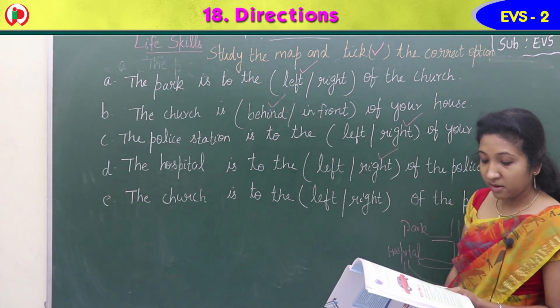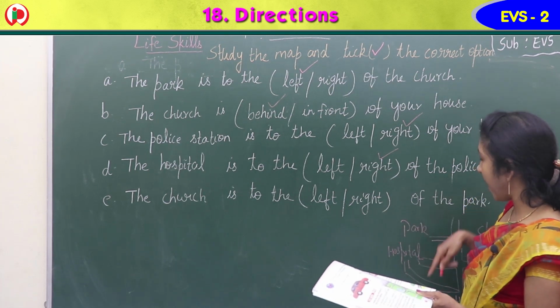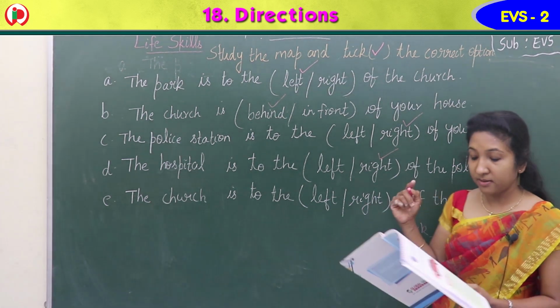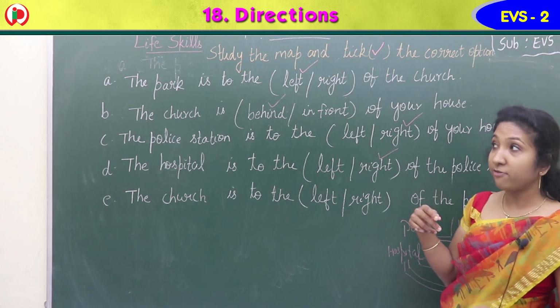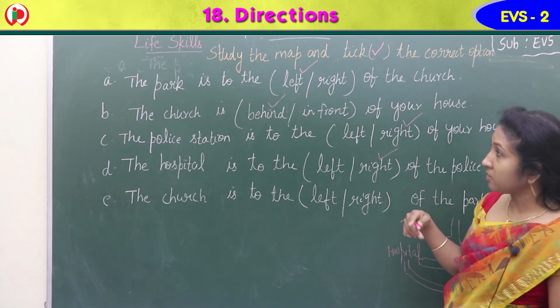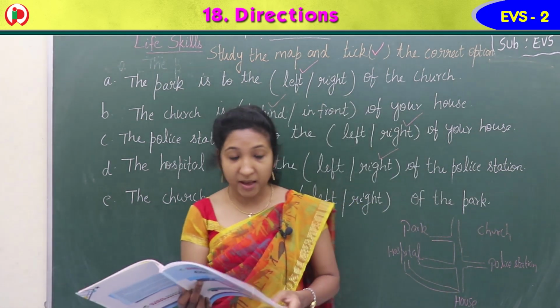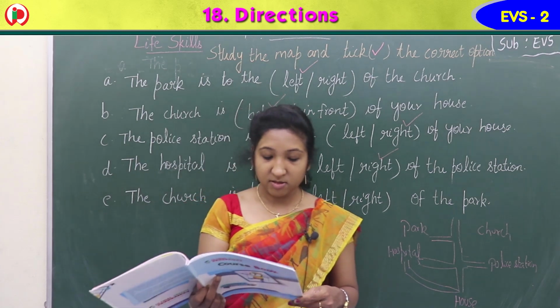Then church is to the dash, left or right of the park. So park and church you can see. So you are in front of the church. Church is to the left or right of the park. Okay, so imagine that you are in the park. Then from park, where is the church? Which side, left or right?